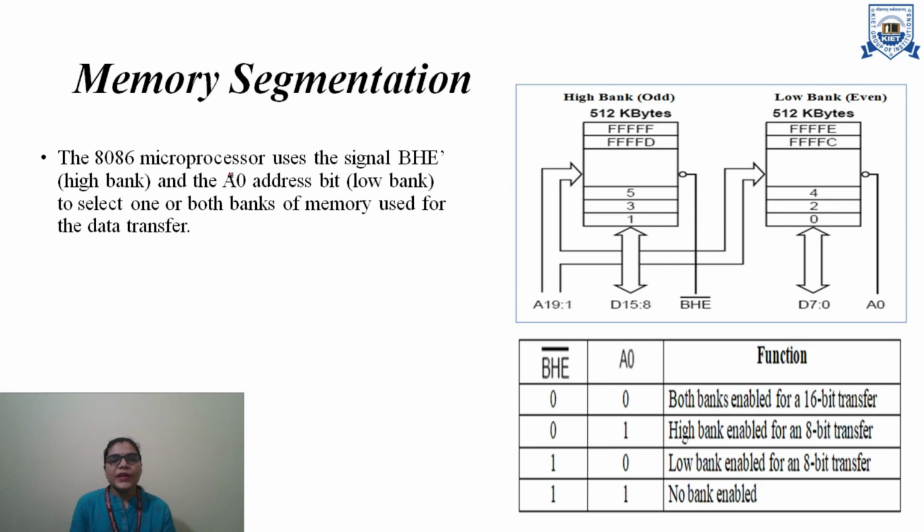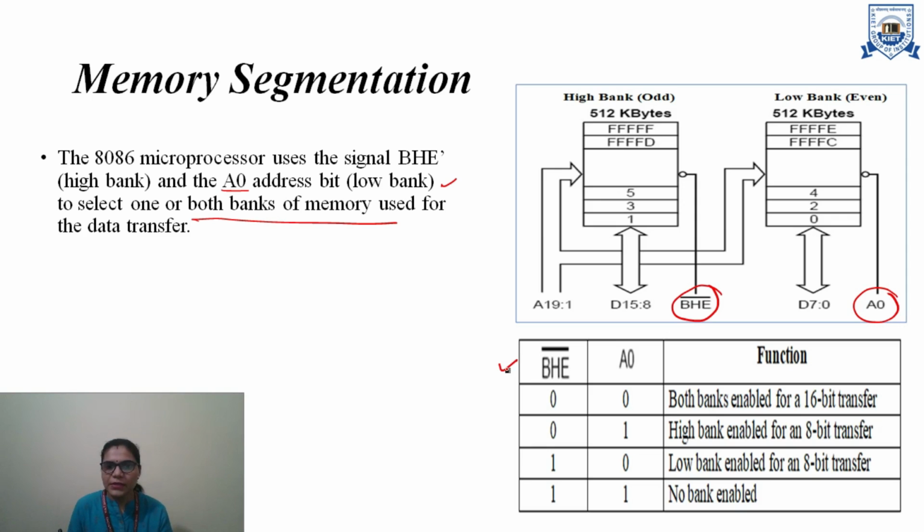Here the 8086 microprocessor uses the signal BHE bar to select the high bank and address pin A0 to select the low bank. So here BHE bar is selecting the higher bank, or we can say the odd bank, and address A0 is selecting the lower bank, or we can say the even address bank. And these two signals can select both the banks of memory simultaneously.